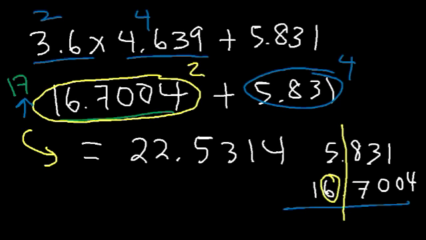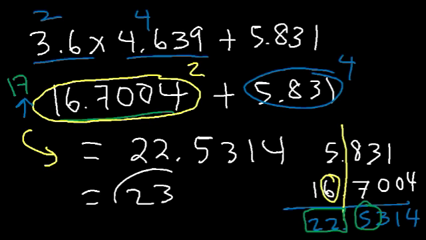Now when we add these numbers, we do get 22.5314. So we require only 2 sig figs. We got to stop here. So looking at this number, it's a 5. So instead of rounding down to 22, we need to round up to 23. So this is going to be the answer.